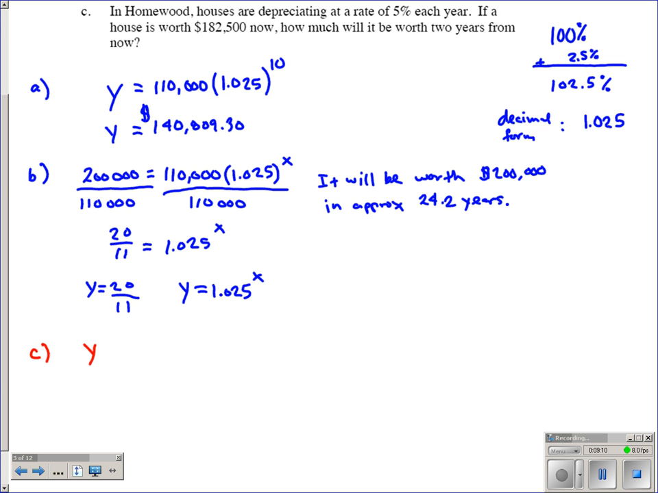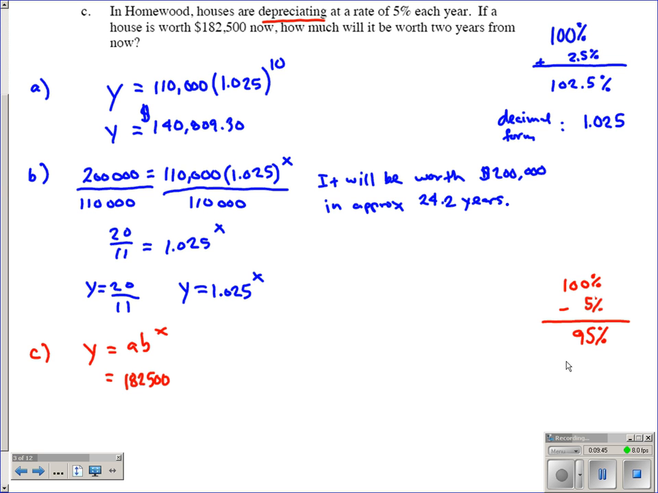So thinking about our formula, y equals a times b to the power of x, let's plug in what we know. Right now our house is $182,500. Now this one's going to be depreciating. That means it's going down. So we're going to take 100%, and we're going to have to take away 5%. That's going to leave us with 95% of its value each year.